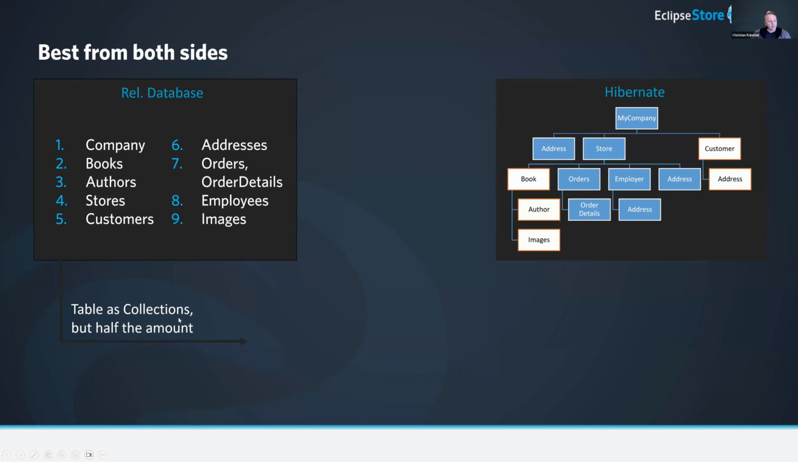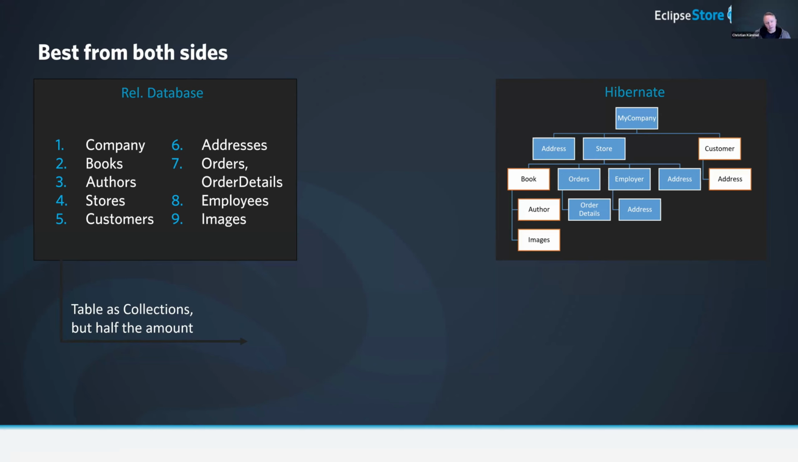And this is also the reason why I said, okay, tables as collections, but half the amount, because there is no table anymore for, let's say, addresses. There is no table for addresses anymore, because each author has its own address. It's a primary attribute, I would say. It's the same for the company. Each company has its own address. Each store has its own address. So there is no table or collection anymore which contains all the addresses.